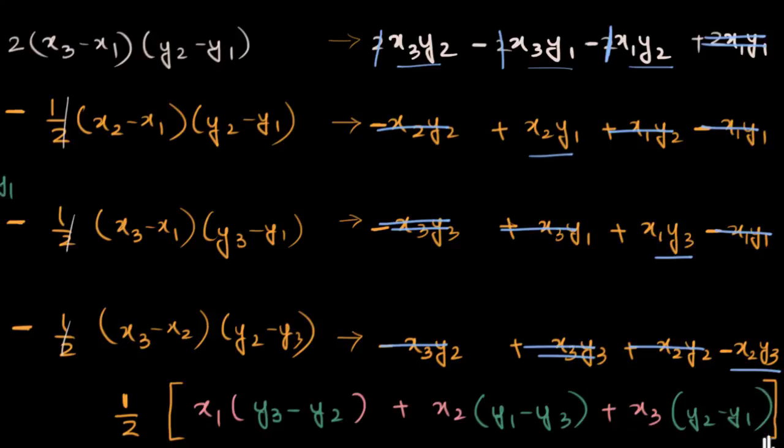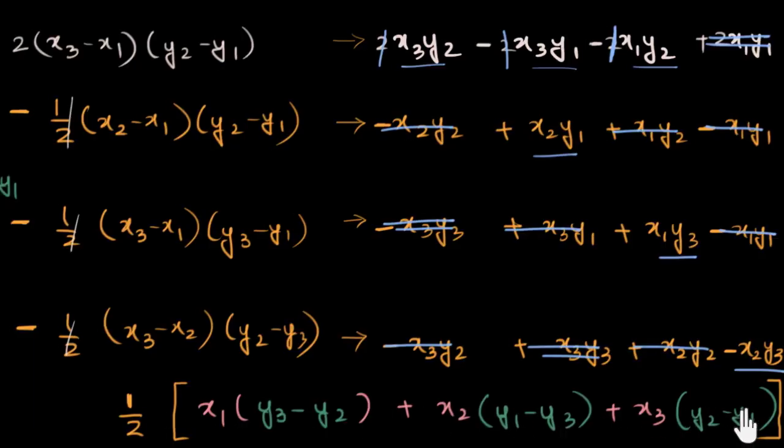Now I don't know about you, when I see this, I'm amazed that what we're getting here is so much simpler compared to what we get when we do Heron's formula or any of those things. It's basically just the first x coordinate times the difference of the other two y's, plus the second one, x2 times y1 minus y3, the difference of the other two, and the third one, x3 times y2 minus y1.